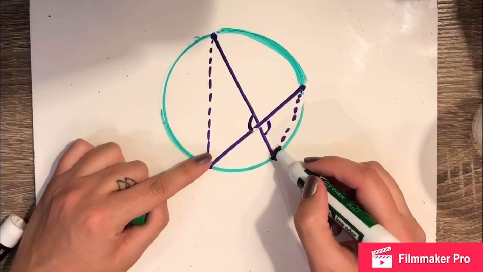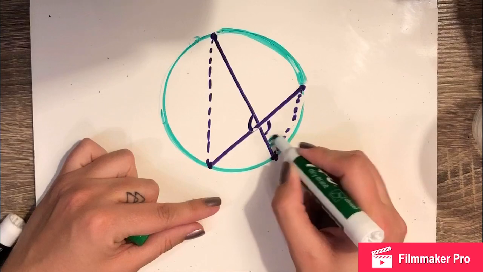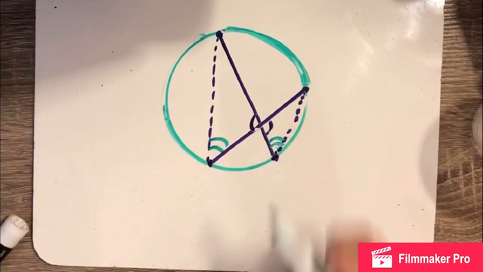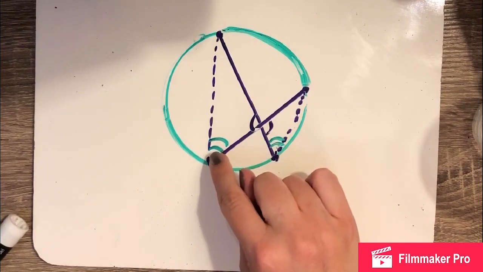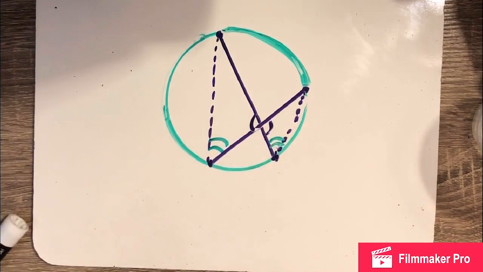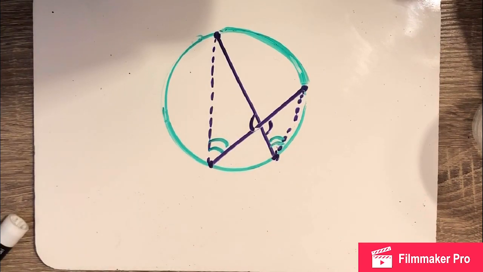So because these inscribed angles are intercepting the same arc, I know that they have to be congruent to each other. Now looking at these two triangles, I have angle, angle, which means that they are similar triangles. In similar triangles, we know that we can set up proportions to find missing side lengths.